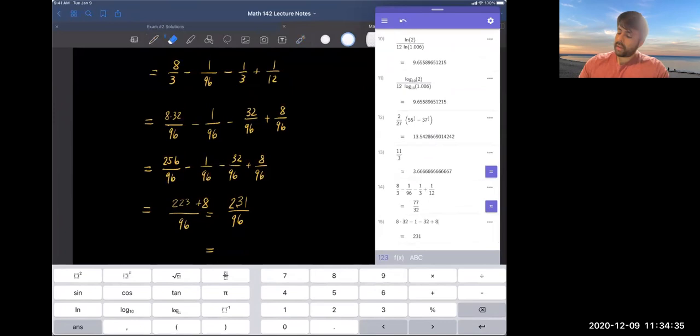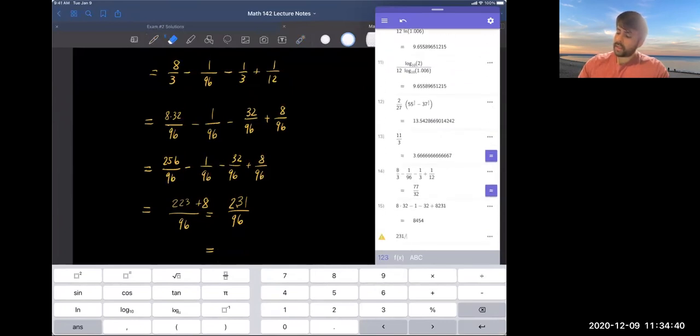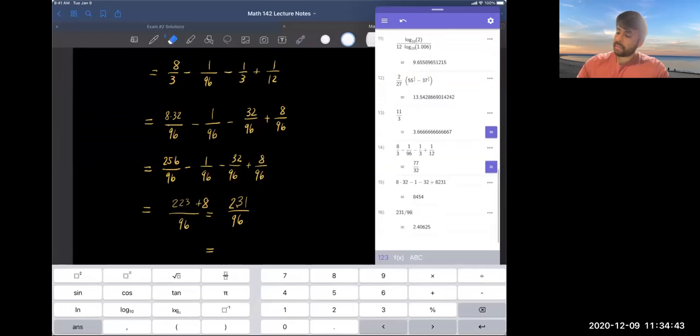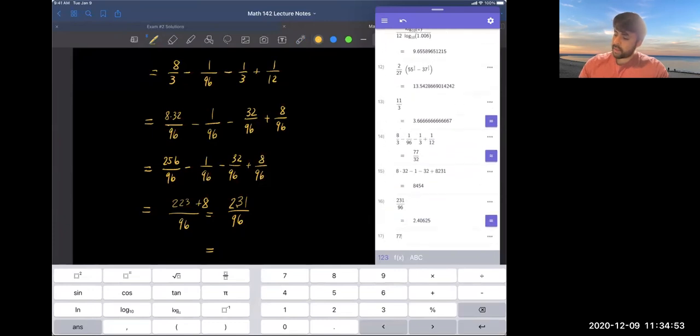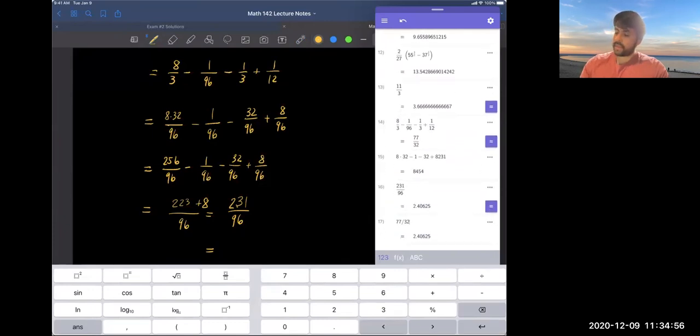So 231, pardon me, 231 divided by 96 is that number, which I think reduces to 77 over 32, if I'm not mistaken. So if I want to check this out, 77 divided by 32 is exactly the same thing. You can divide both by 3. And so then you get 77 over 32.